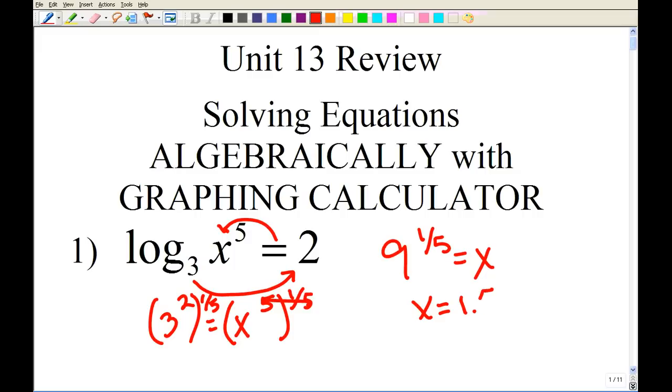X equals 1.55. Let's look at the next problem.